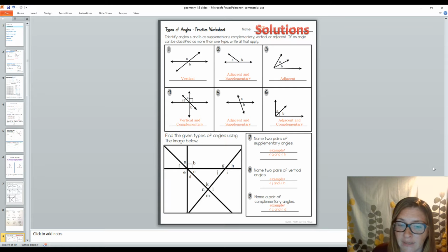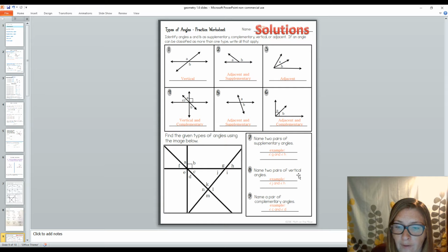Number 7, now notice it says example. It doesn't say all the answers because there are multiple answers for 7, 8, and 9. So I'm only listing one example for one pair for each. So if you have a different pair and you're not sure, just let me know. All right, so here it says name a pair of supplementary angles. So I'm looking for a pair that's going to give me 180. So right here, GH did the job. Angle G and H will create that linear pair straight across.